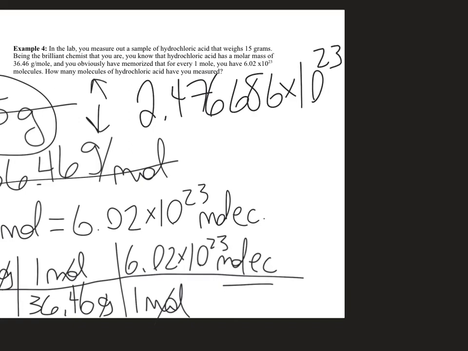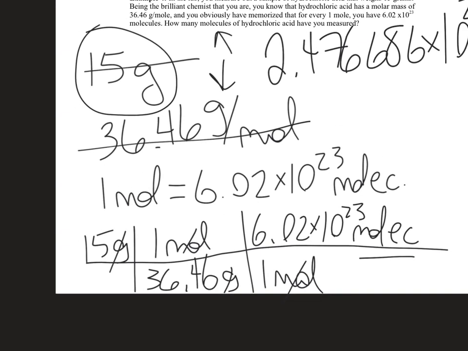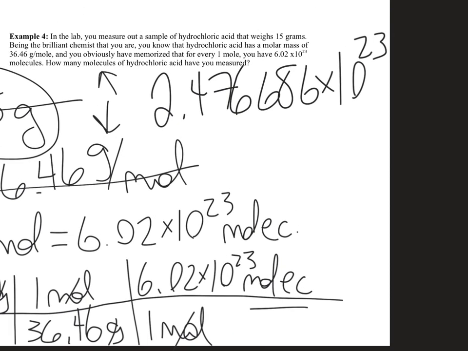The last thing we always have to worry about is sig figs. If I look at my dimensional analysis problem, I start with 2. I'm going to round my final answer to 2. 2.5 times 10 to the 23.